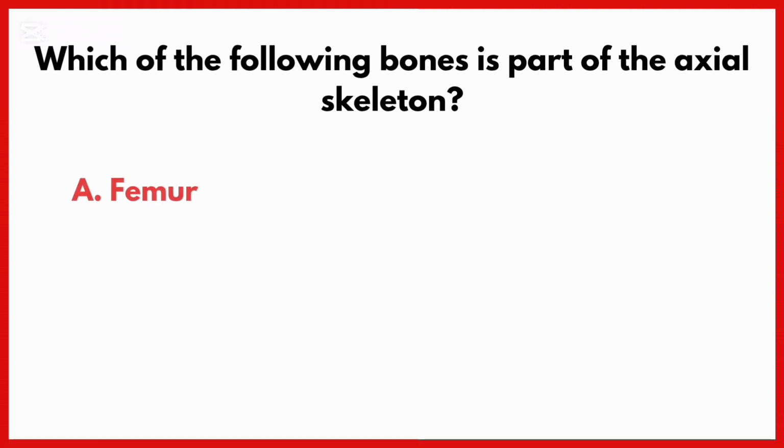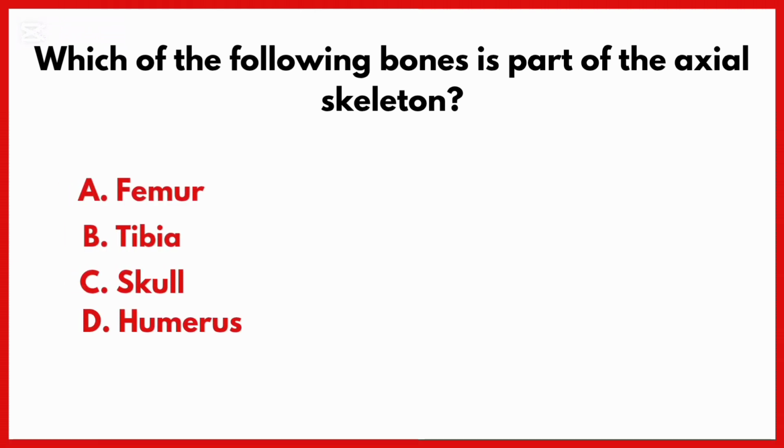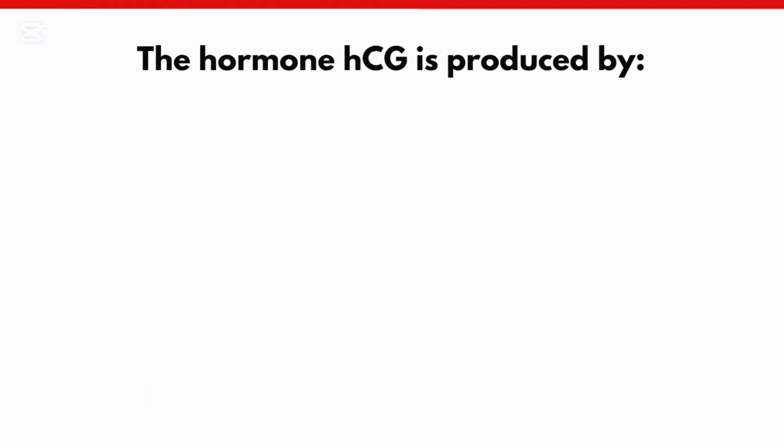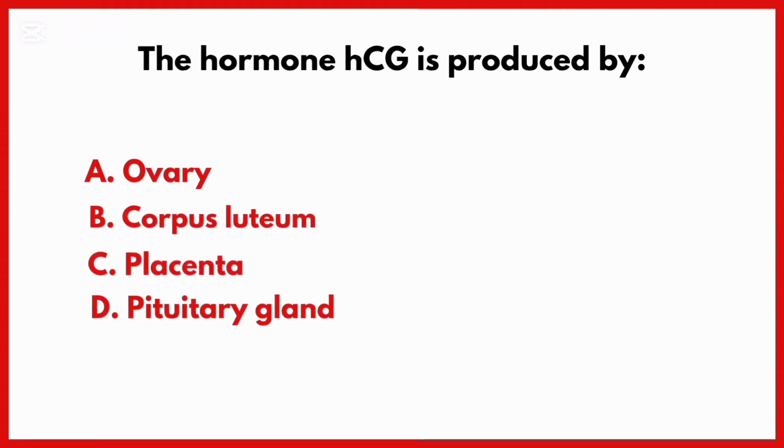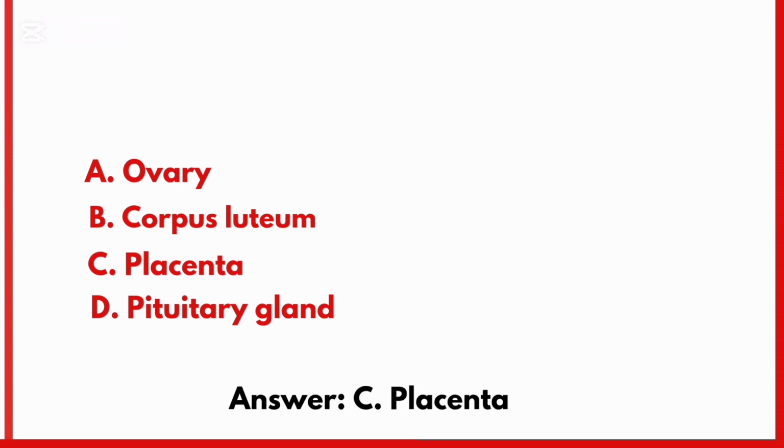Which of the following bones is part of the axial skeleton? Correct answer is option C, skull. The hormone HCG is produced by. Correct answer is option C, placenta.